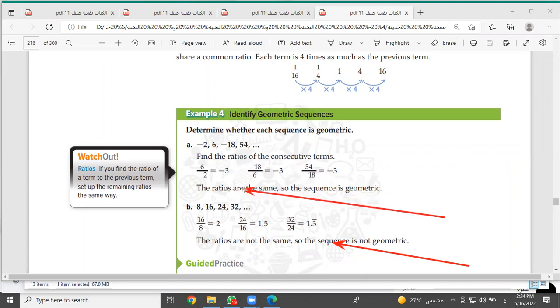The ratios are the same, so this sequence is a geometric sequence. Okay.